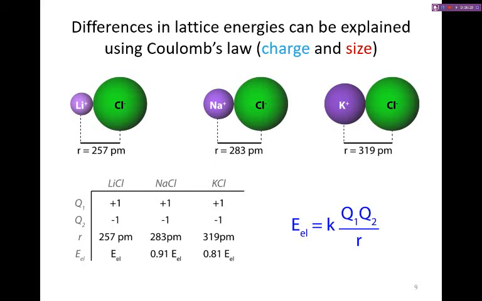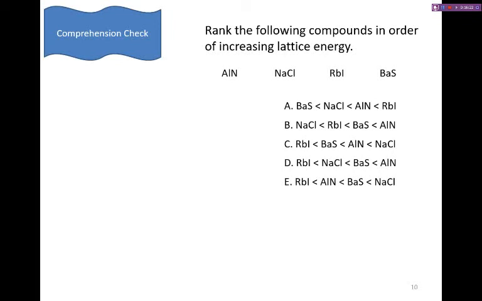Excuse me. So, why don't you try this out as a practice problem? Pause the video now and work through this to see if you can solve this on your own.